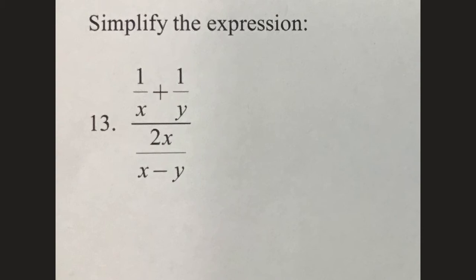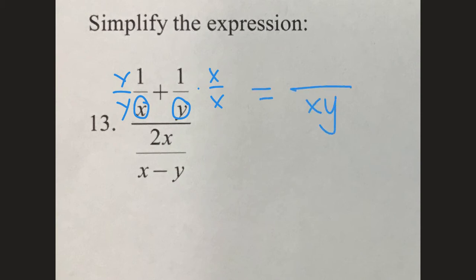You see that there are two separate fractions, or two separate denominators. There's an x here and a y there. So in order to add these together, we need to make sure that they have the same denominator. So to the right fraction, I'm going to multiply by x over x. And to the left fraction, I'm going to multiply by y over y. And what this does is it allows me to have one denominator, xy.